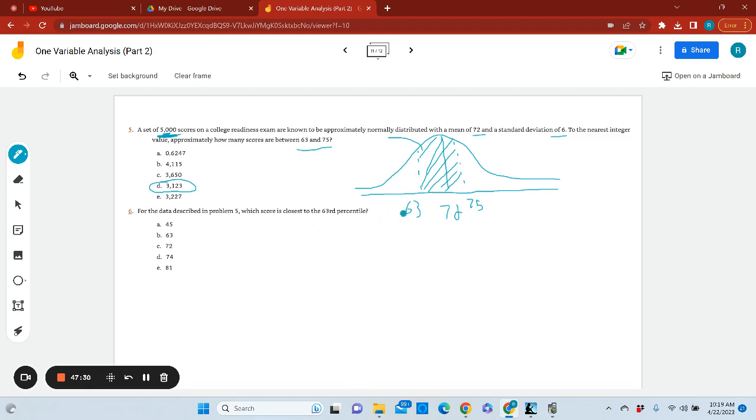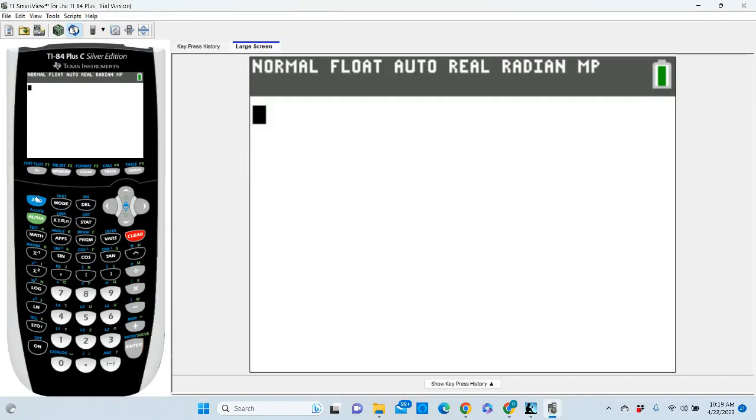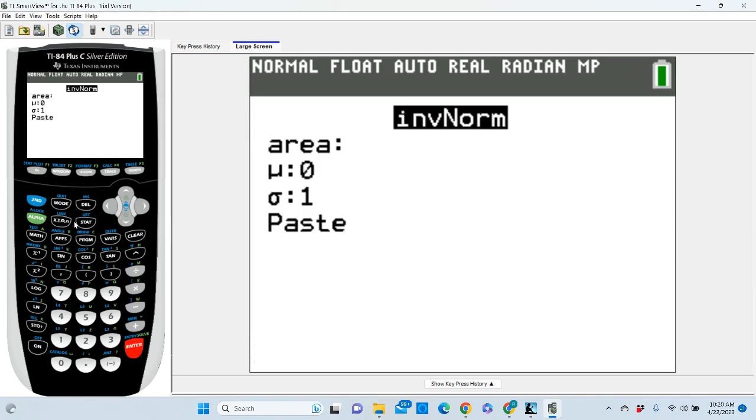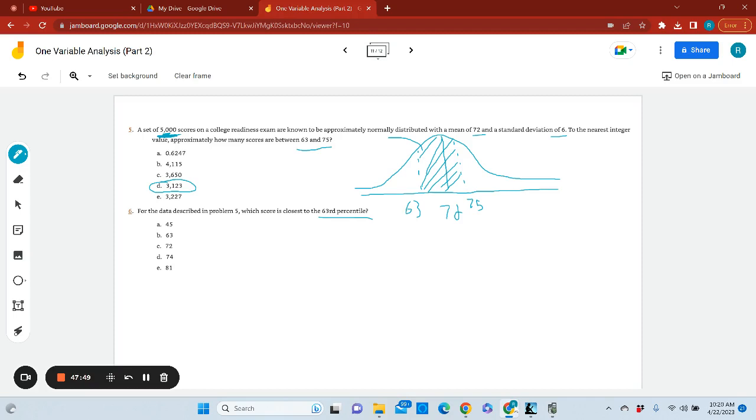So now they're not giving me cutoffs and asking me for an area. They gave me an area and they're asking me for a cutoff. That is an inverse norm function. So I'll hit second distribution. Now I'm going to use inverse norm. And now I just have to figure out a few things here, right? They want the 63rd percentile.